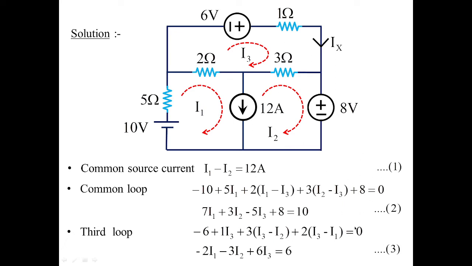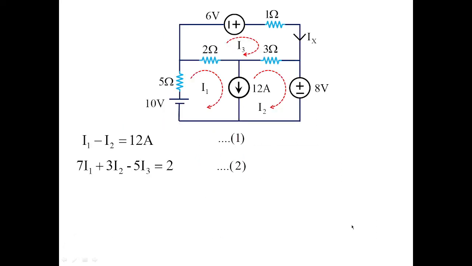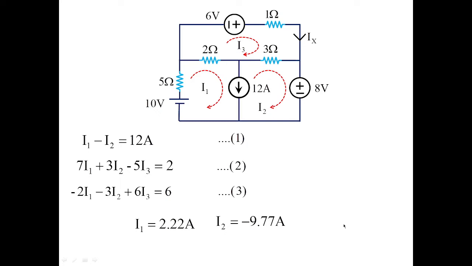You have to take the help of a calculator to get the solution for these three equations. So loop 1, loop 2, loop 3 will give you the currents I1 as 2.22, I2 as minus 9.77 and I3 as minus 3.14 amperes. Fortunately, the Ix value, the branch current value, and the loop current I3 value are one and the same. Therefore, Ix is equal to minus 3.14 amperes. So this is how we solve the problem using supermesh analysis.